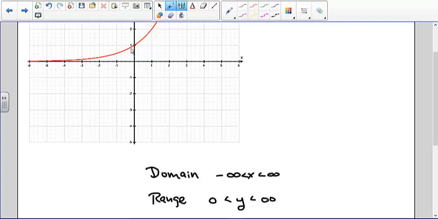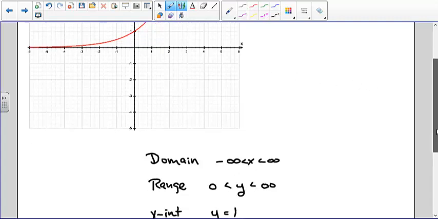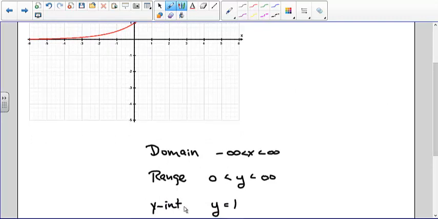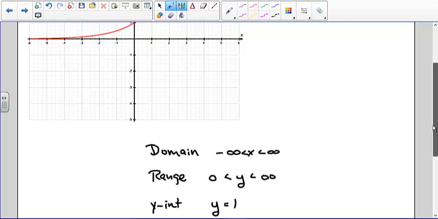So it's kind of like the quadratic function. It's always a positive value. The y-intercept is always 1. It is 1 for 2 to the x. Turns out the y-intercept for 3 to the x is 1, and for 4 to the x is 1. So they always have the same y-intercept. And that's because any number raised to the 0 power is 1.